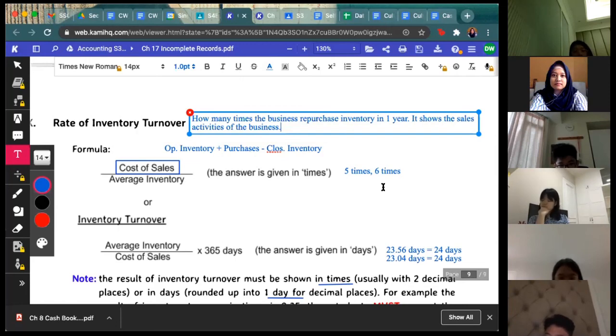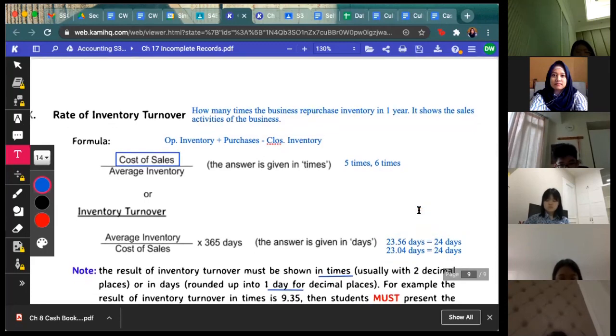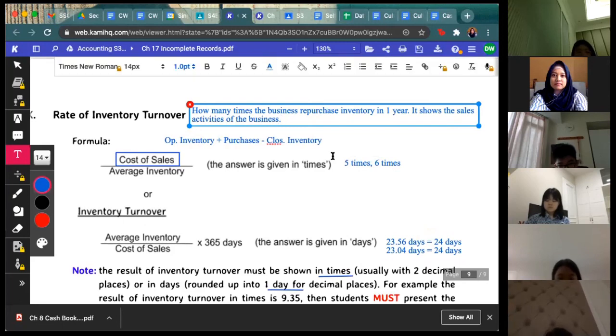That's another example for that. If you have, let's say here, 24 days, 24 days means every 24 days the business will repurchase the inventory. So basically it shows the sales activities of the business. If it is times, the bigger the better. If it is in days, the lesser the better.